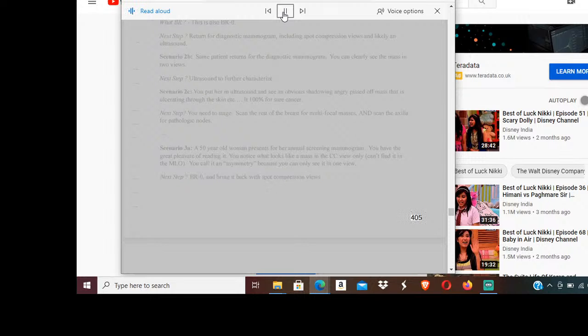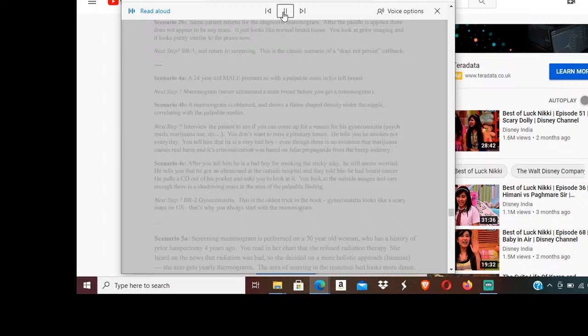Scenario 3B. Same patient returns for the diagnostic mammogram. After the paddle is applied, there does not appear to be any mass. It just looks like normal breast tissue. You look at prior imaging, and it looks pretty similar to the priors now. Next step: BI-RADS 1 and return to screening. This is the classic scenario of a does-not-persist callback.